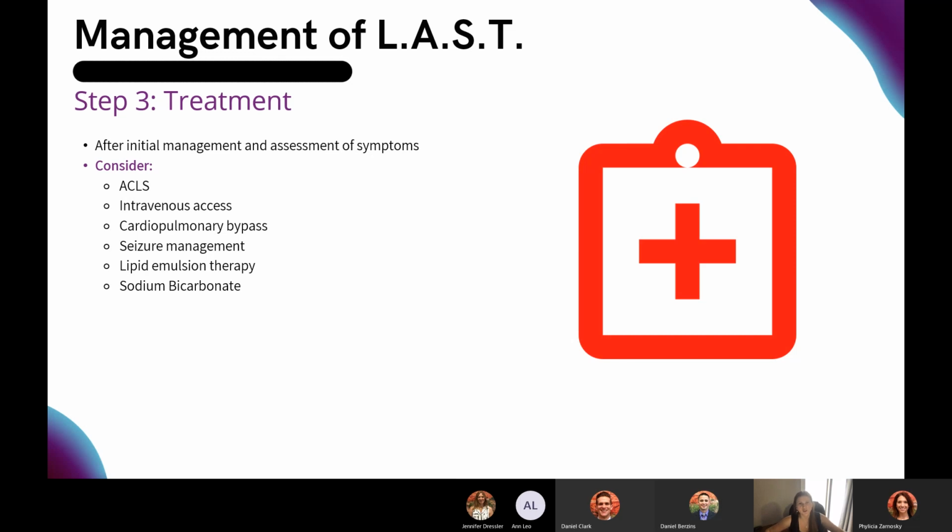Now that you have the initial management, there are some different scenarios that can come up, and you will use the different scenarios depending on what your scope is, what available resources you have, and how the patient is presenting. And so that could be advanced cardiac life support, ACLS. You could do intravenous access, which we talked about, cardiopulmonary bypass, seizure management, lipid emulsion therapy, and sodium bicarbonate.